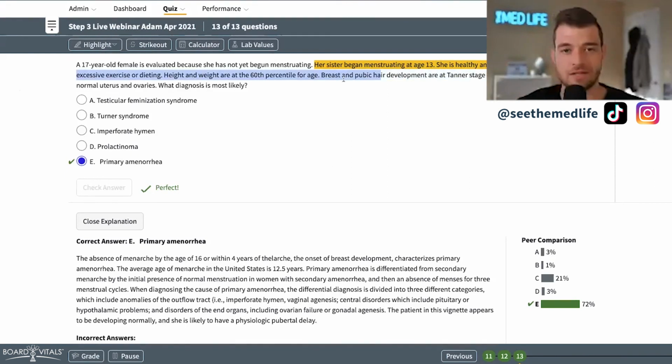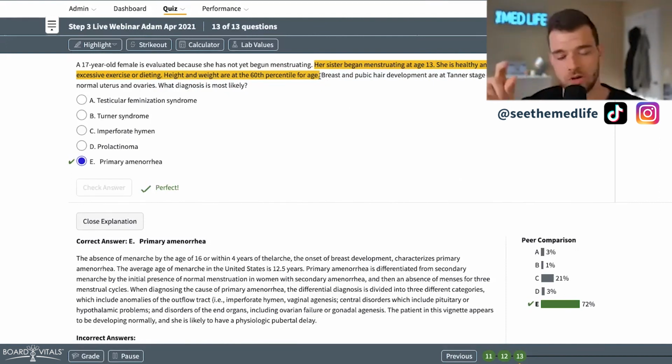That's important because that's obviously a very well-known cause affecting initiation and consistency of menstruation. Her height and weight are 60th percentile, essentially totally normal. Why is that important? Well, this could be a PCOS picture, but they're saying she's not heavy. She's not really fitting that description. And then last, well, almost last, I guess we'll say the breast and the pubic hair development, Tanner stage 4.